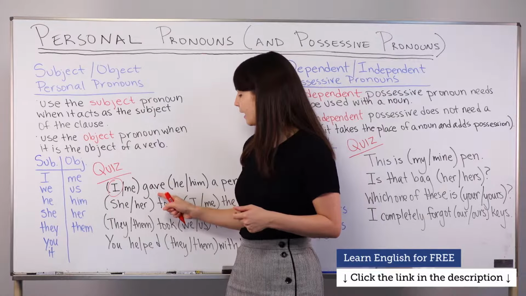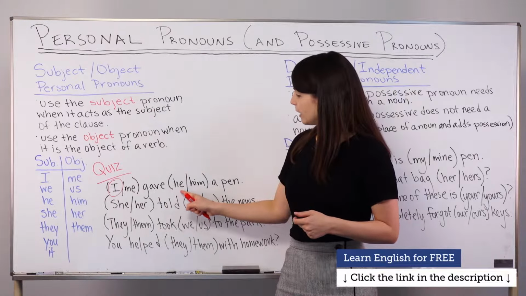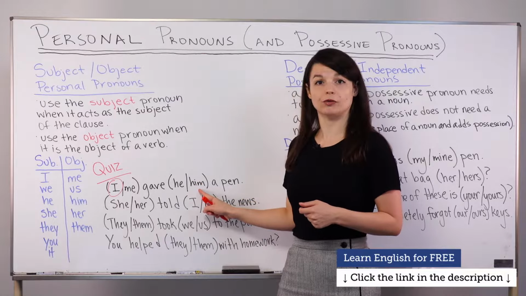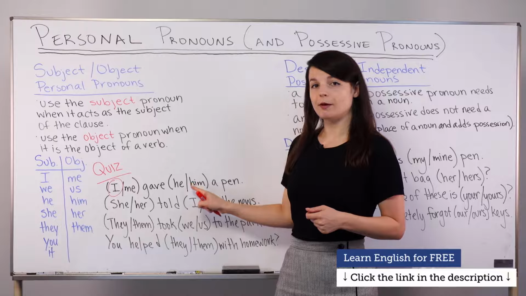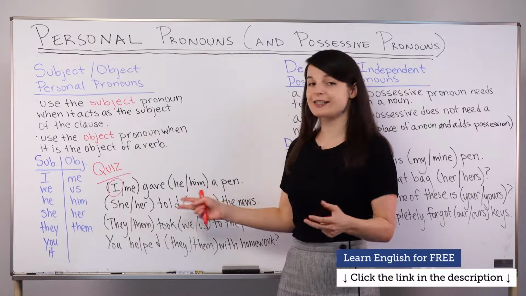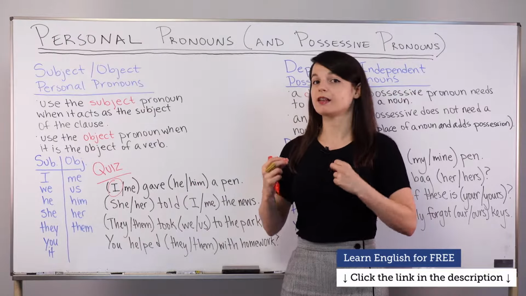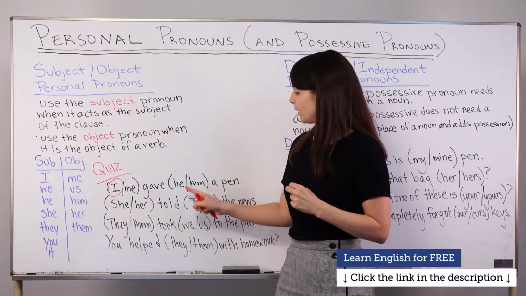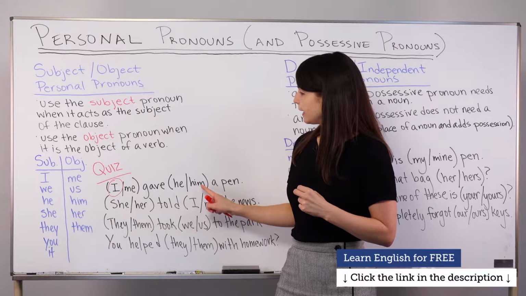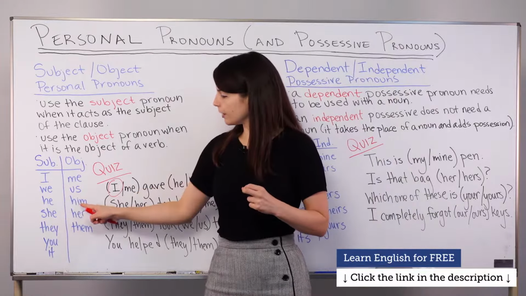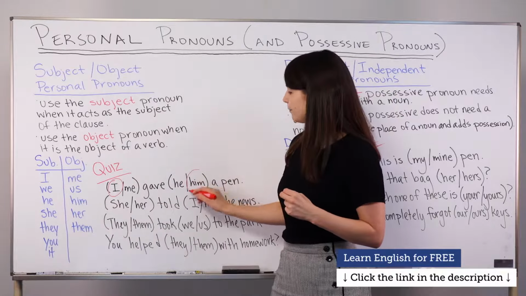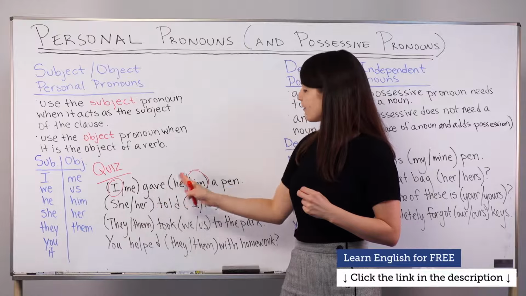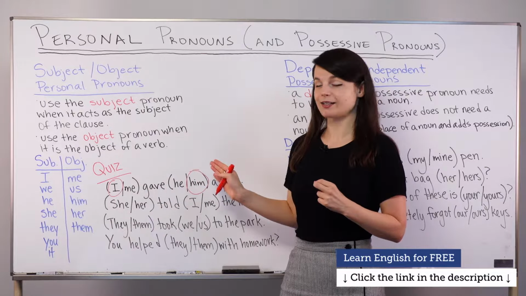So, I gave. Here I have he or him to choose from. I know that here, because it's following the verb, this is something receiving an action. That means it's the object of this verb. So when my choices are he and him, I can look over here and find the object pronoun. The answer then is him. So I gave him a pen is the correct sentence.